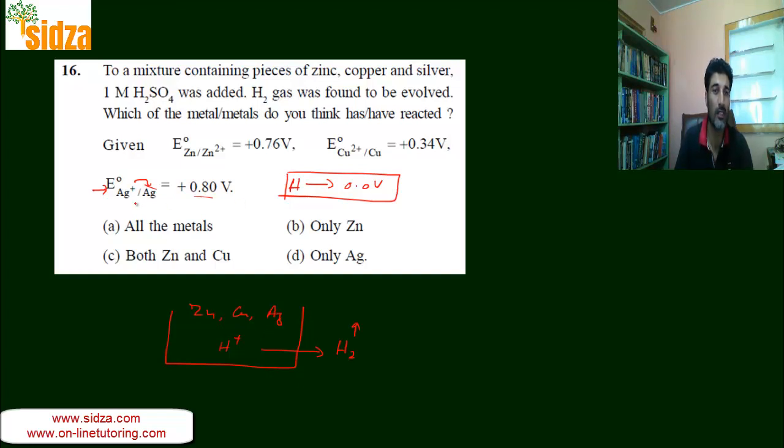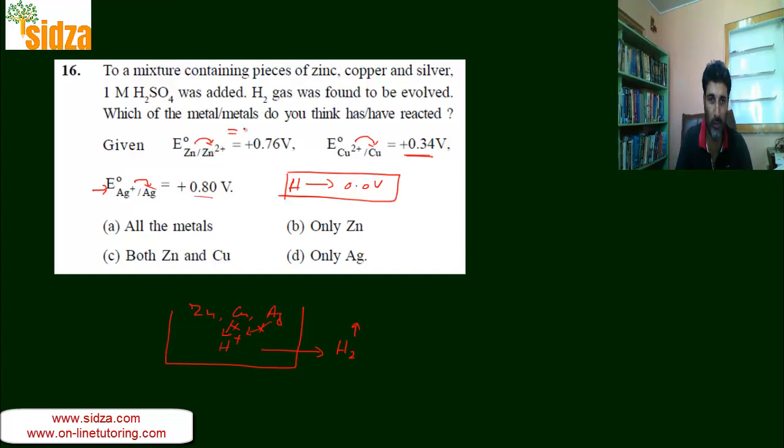So that means silver metal cannot lose electrons to the H plus ions, because silver has a higher tendency to gain electrons than the hydrogen ion. Similarly, look at the copper. Its reduction potential is 0.34 volts, and again this reaction is not possible because the copper has high reduction potential. Now the zinc, this is the oxidation potential, zinc to zinc 2 plus.